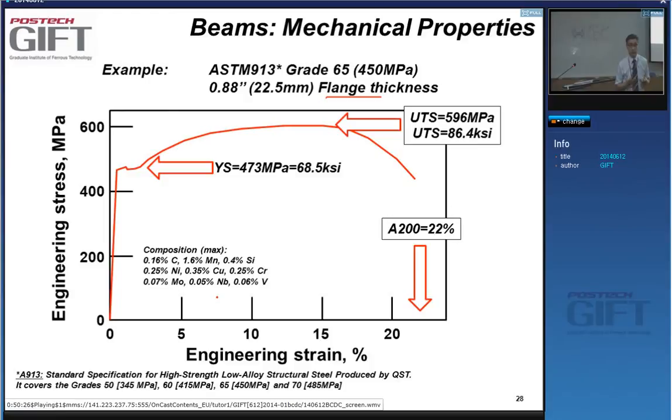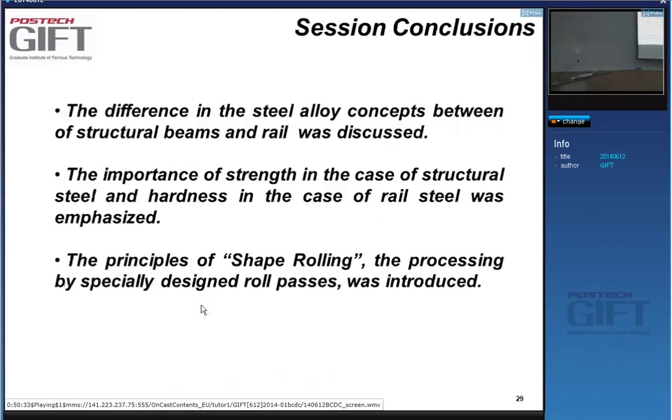All right. So again, just to wrap up this part, structural beams and rails are very different, yes? Even though, shape-wise, they are obviously related, and some companies will make both of them, although nowadays the trend is, if you make rails, you make rails, and if you make beams, you make beams. Because the rails are becoming really specialized products.